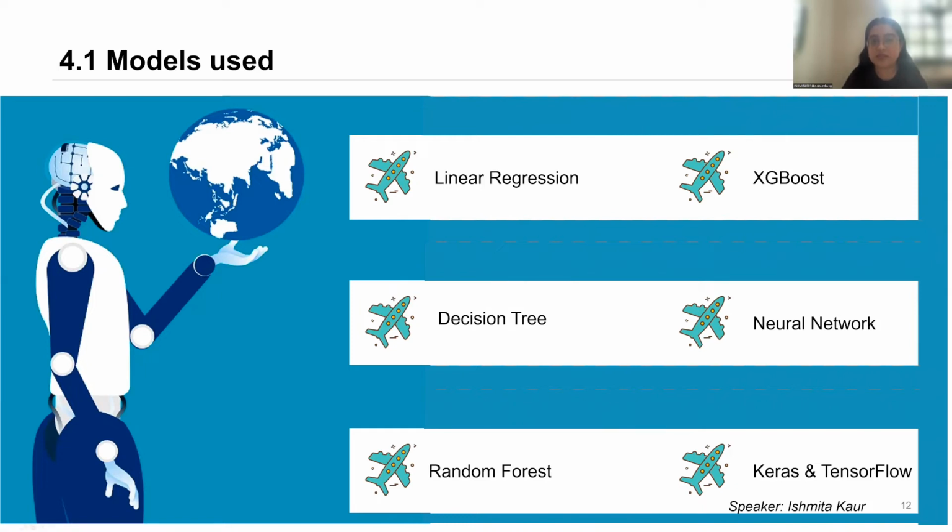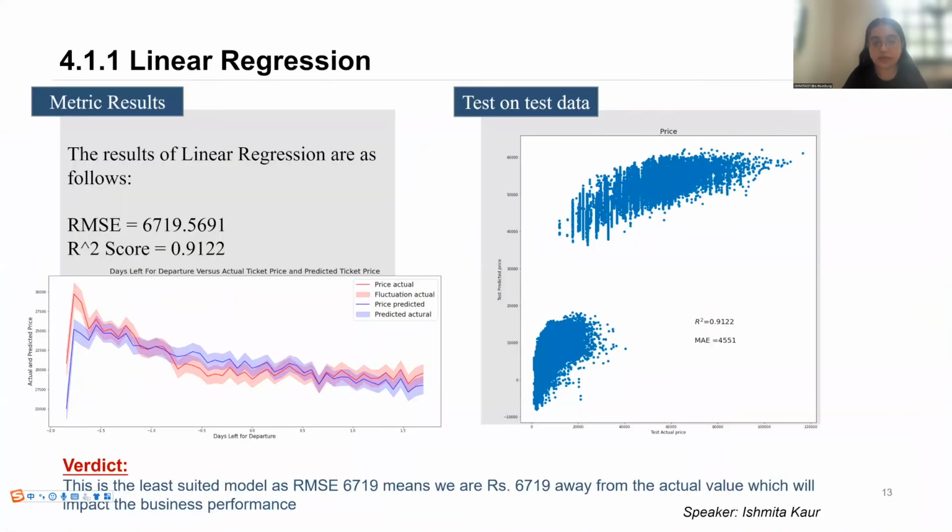The first slide, which is on the linear regression, shows the outcome of the model. So the verdict is that this is the least suitable model for our business because the RMSE value is quite high, which is 6719. This means that we are on an average INR 6719 away from the actual price, which would not build trust in our customers and affect our business performance.